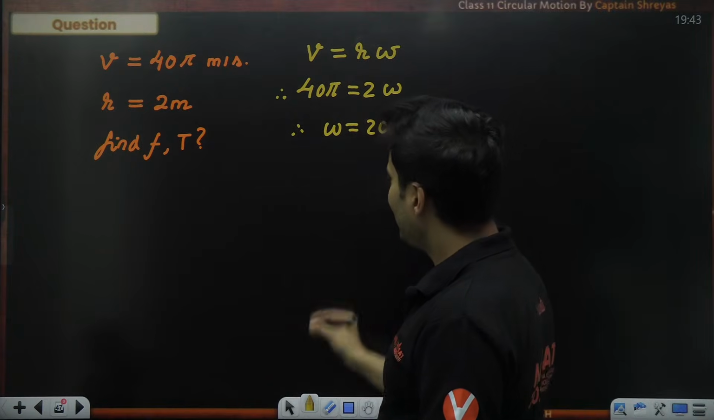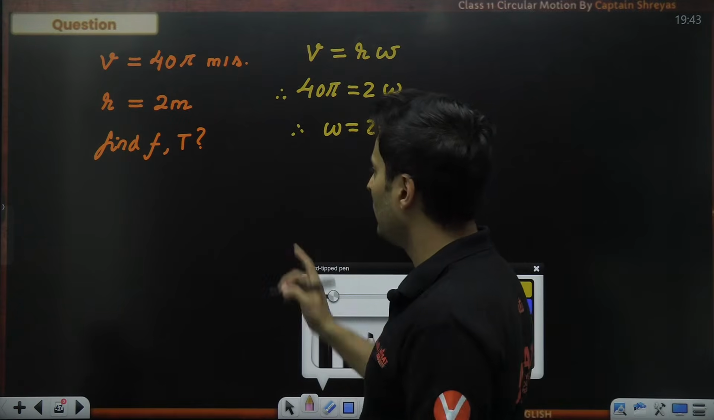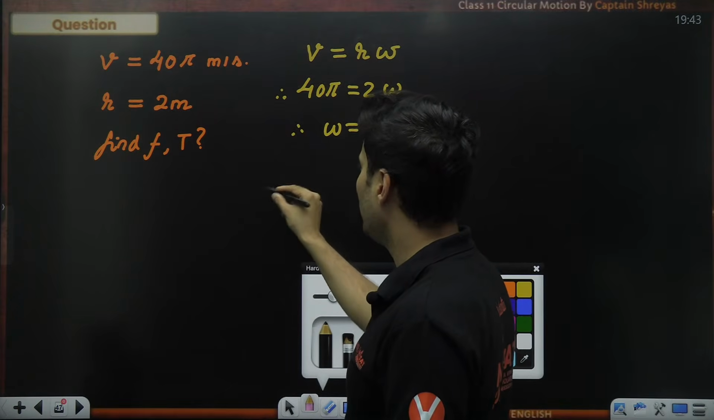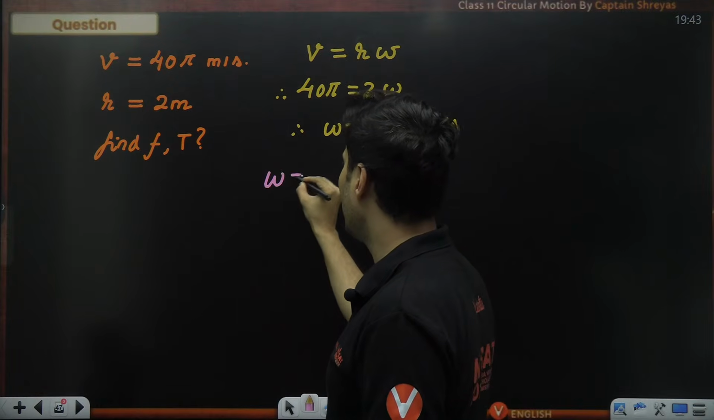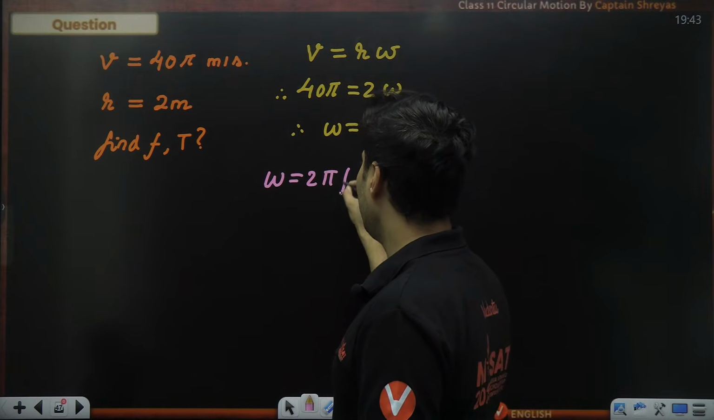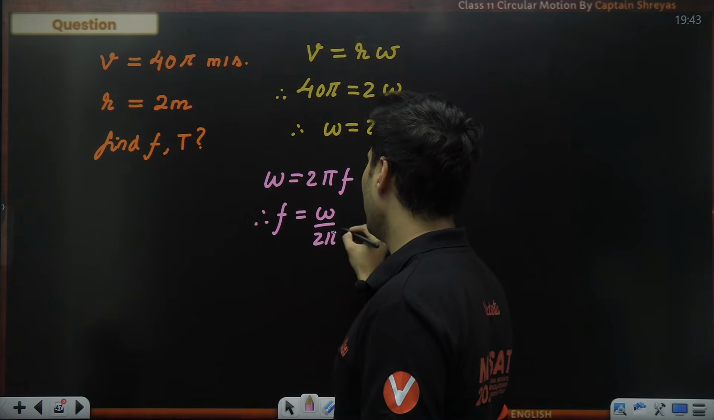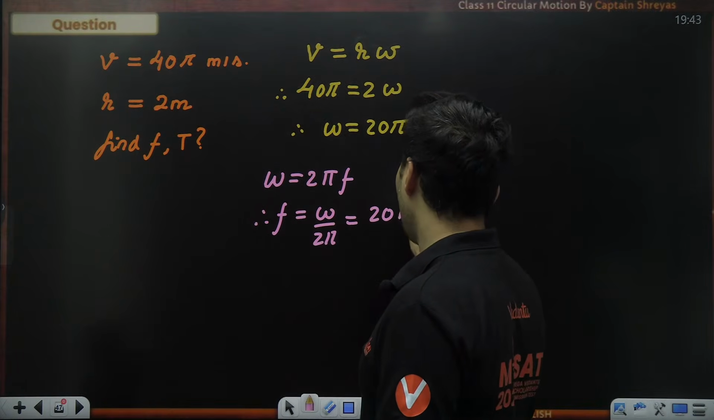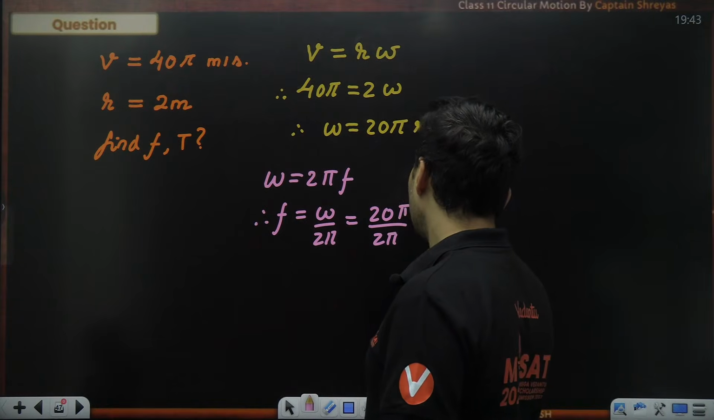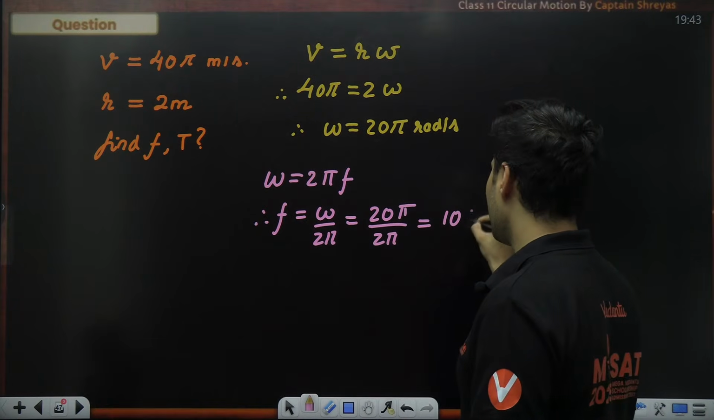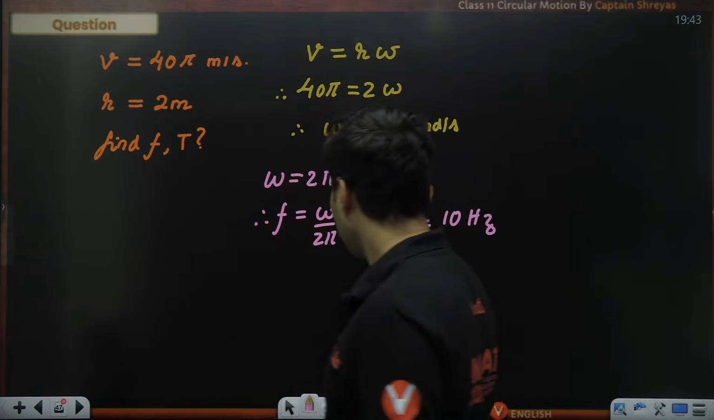Great. Once I get omega, we can easily figure out f and T. First of all, to find frequency, omega, remember, is 2 pi f. Therefore, f is omega divided by 2 pi. That means it is 20 pi divided by 2 pi, where pi goes. So it will be just 10 hertz.